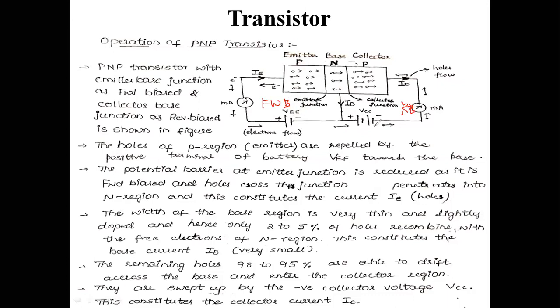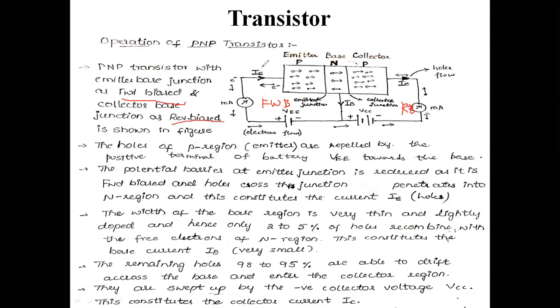Like this, we have made some biasing here, and thereafter we will see the theoretical part. From the theoretical part, we will infer some points here. PNP transistor with the emitter base junction forward biased and the collector base junction reverse biased.